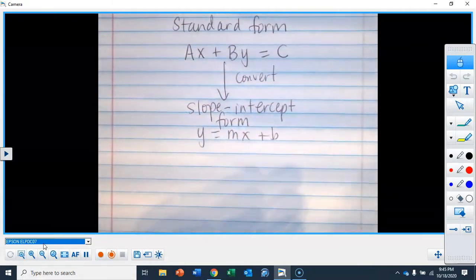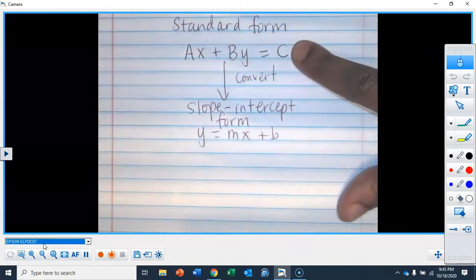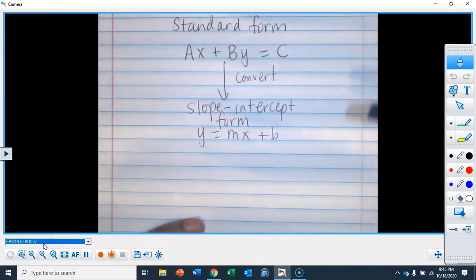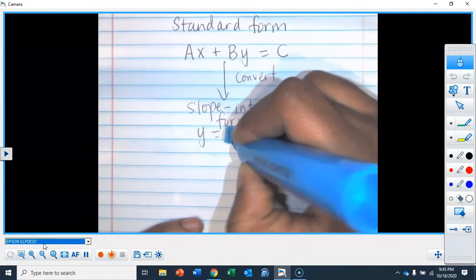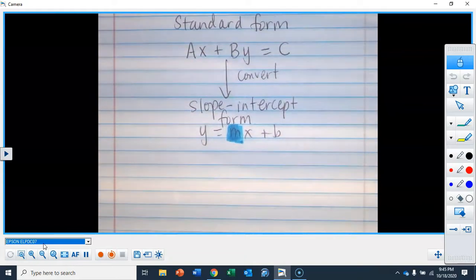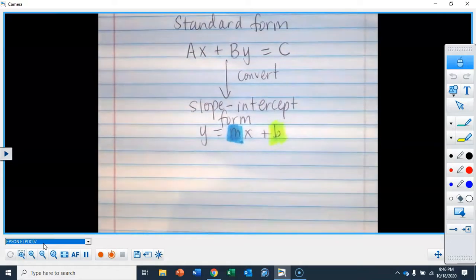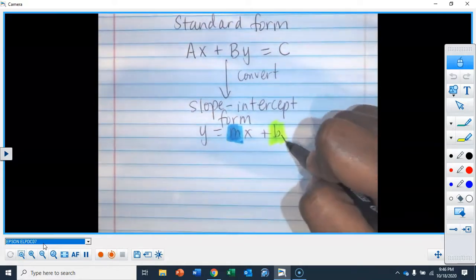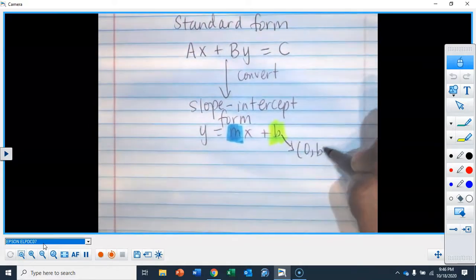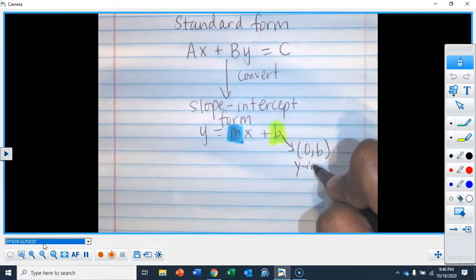And when you change a standard form into slope-intercept, which again is y equal mx plus b, the beauty of it is that once you change the standard form into slope-intercept, you now can comfortably see your m. And you also can get 1 point off of the line, which is your 0, comma b, which is your y-intercept.